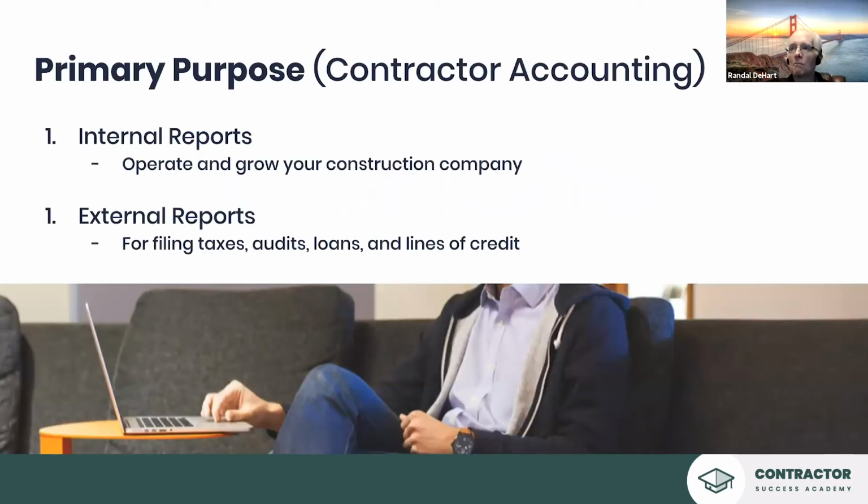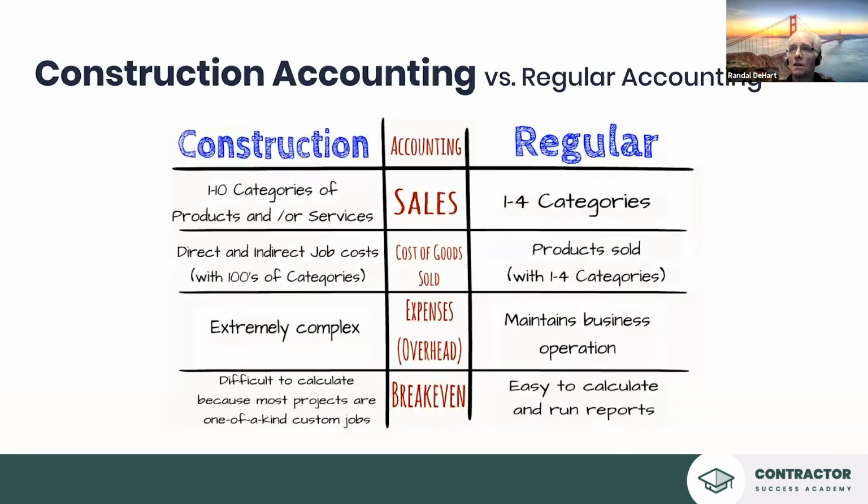But let's go with some basics to start with, and let's talk about the primary purpose of construction accounting. Number 1 is the internal reports. Those are the ones that you use to operate and grow your construction company. Now, without going into a lot of detail, internal reports are based on accrual accounting. That means you bring into account accounts receivable, accounts payable, and things that are going to happen in the future. External reports are what we use for filing taxes, getting audits, loans, lines of credit, and that's all cash accounting. It's a whole different ballgame. So we're going to focus on the internal reports for contractor accounting.